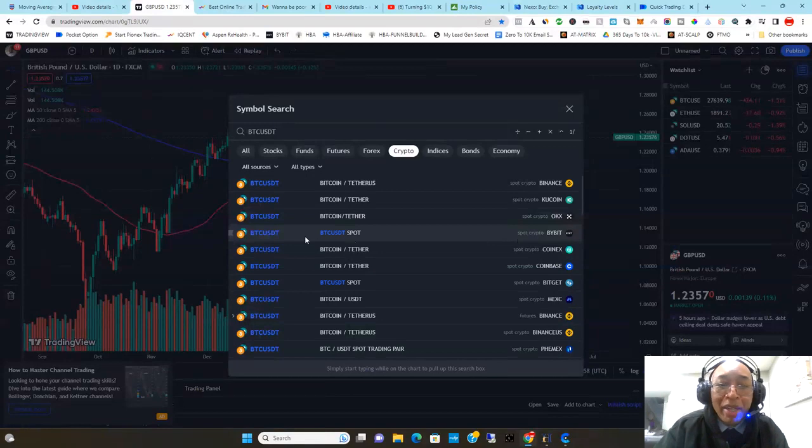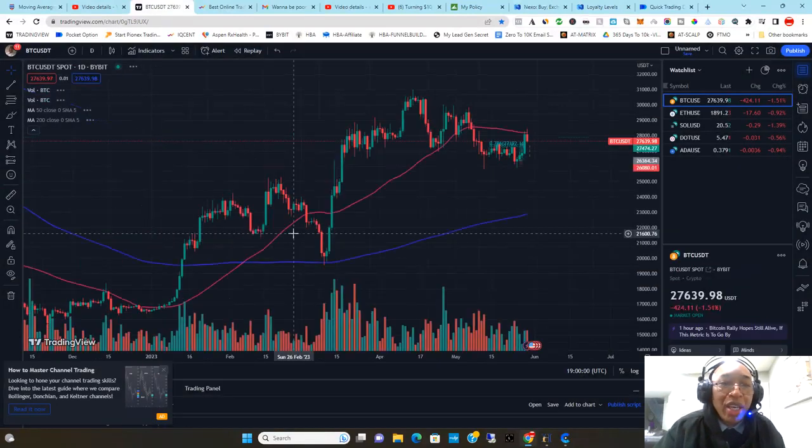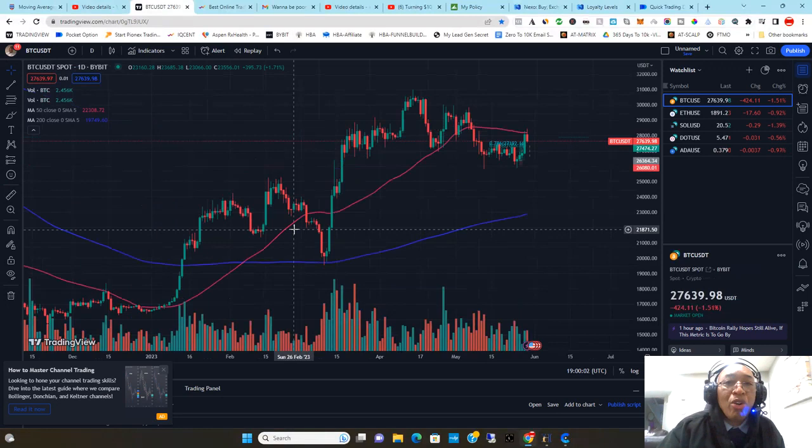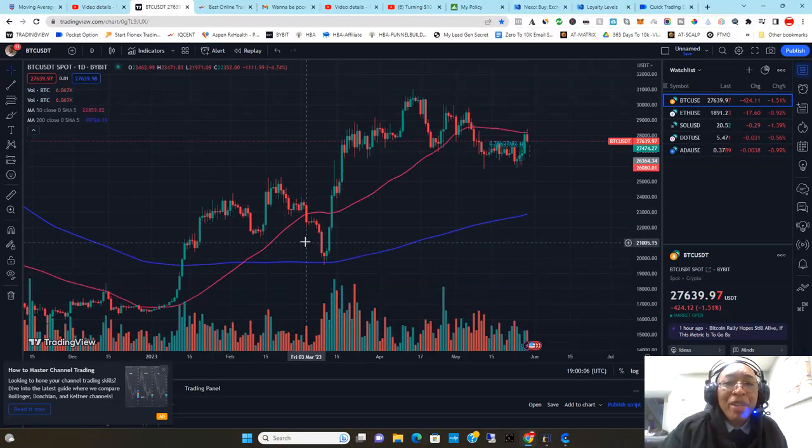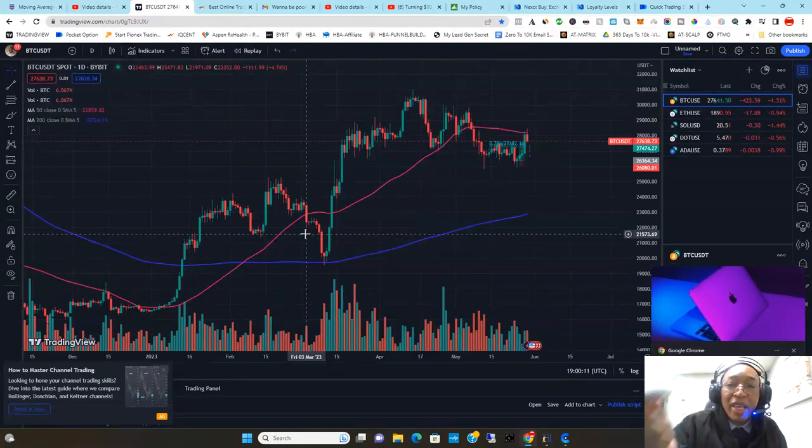So let's say Bybit. If you have a Bybit account, you can use that, and it's the spot trading. So you log on to your Bybit account and go to spot trading. Now, if you don't have a Bybit account, I put the links in the description. If you don't have TradingView, again, it's free. You can use the free account, but if you want more features, you can subscribe to the pro features.